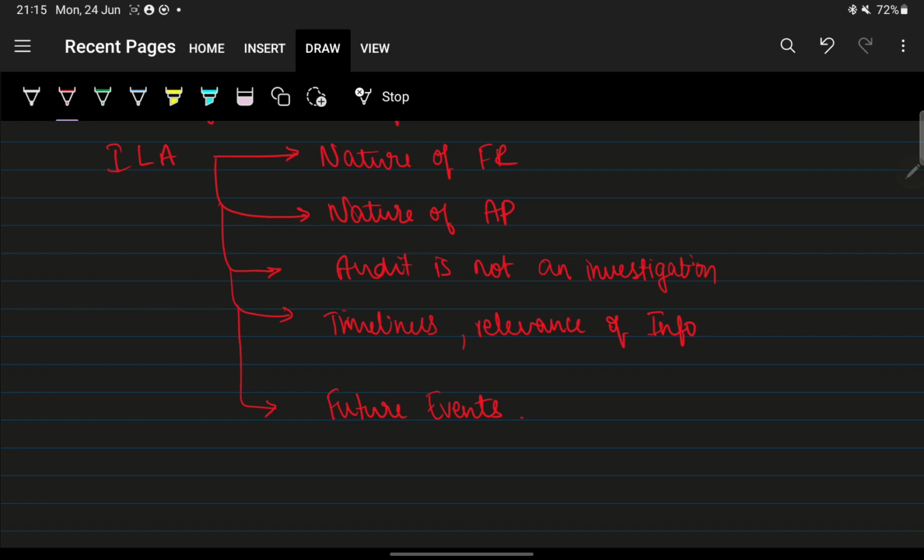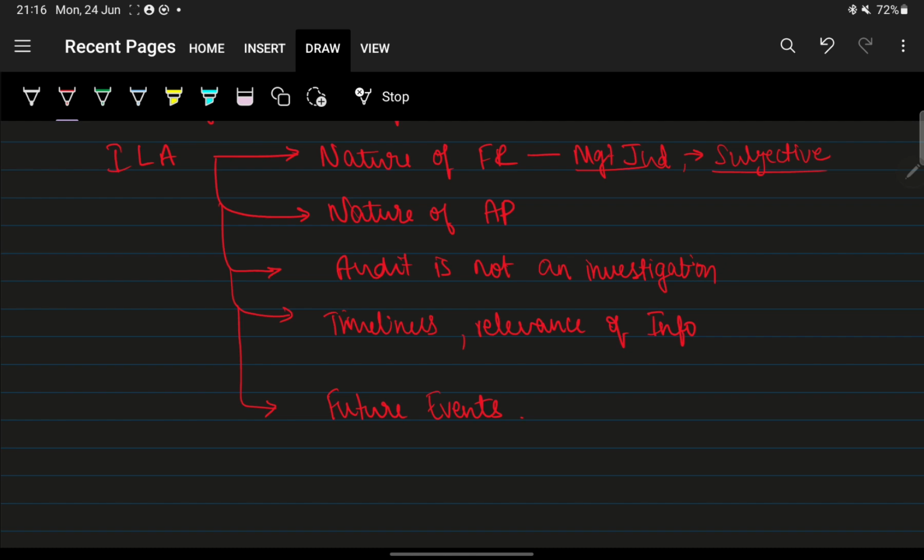Okay, now let's dive into each and every single meaning of this. What is the internal content that we can write here? Nature of financial reporting. Obviously here there's a lot of management judgment involved, right? When management judgment is involved, the application or interpretations are very subjective, meaning it changes with each person. So the auditor may have a different interpretation, the management may have a different interpretation, right?